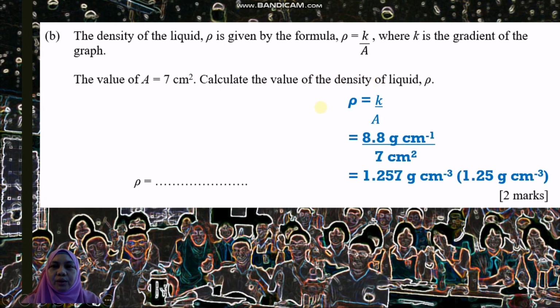So, what we need to do is, you just substitute the value into the formula, where this is the gradient we determined earlier, 8.8, divided by the area, which is 7. So the density is 1.257 gram per centimeter cube.